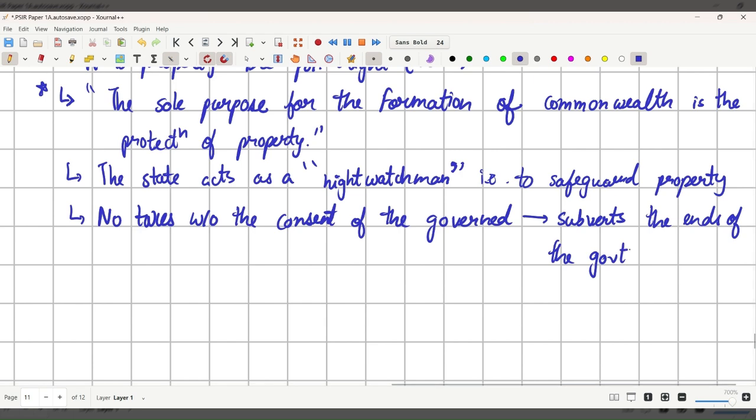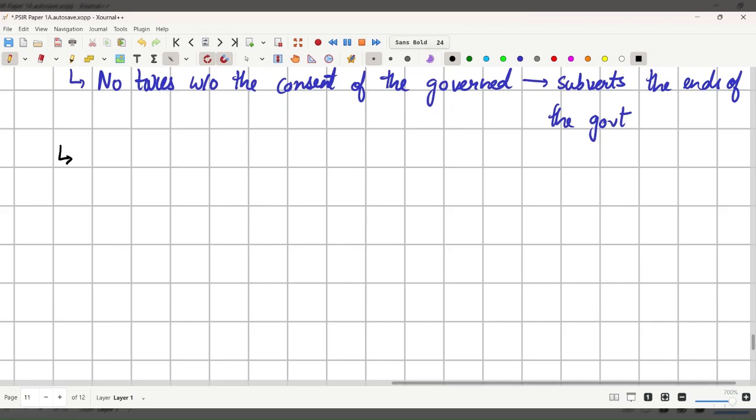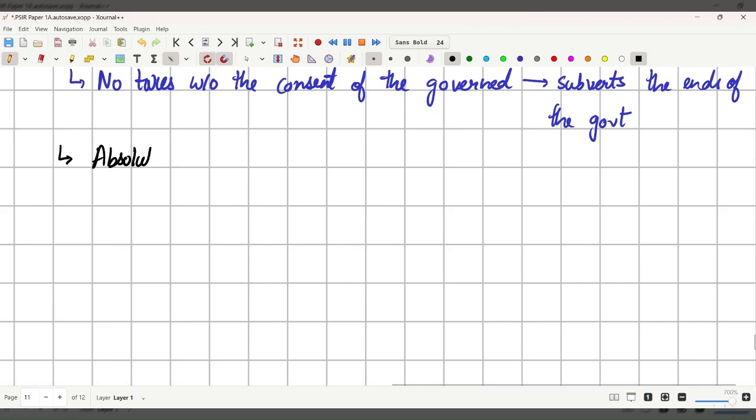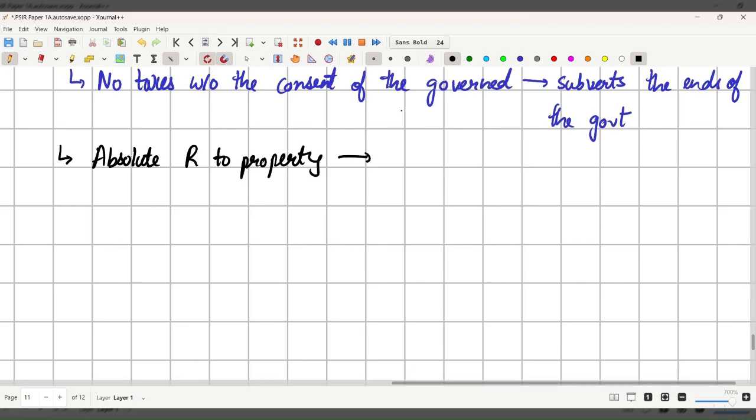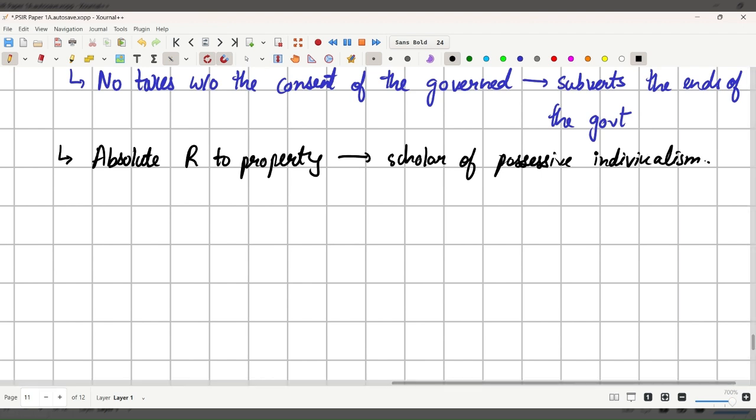So with this we have come to know that Locke basically gives an absolute right to property. And thus we can also call him the scholar of possessive individualism. You can quote here C.B. Macpherson for possessive individualism.